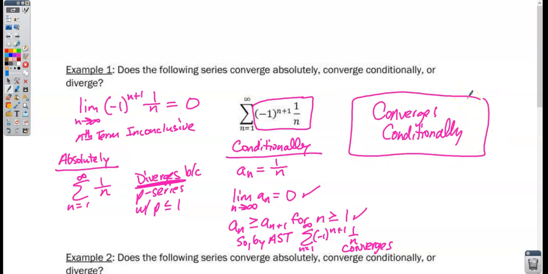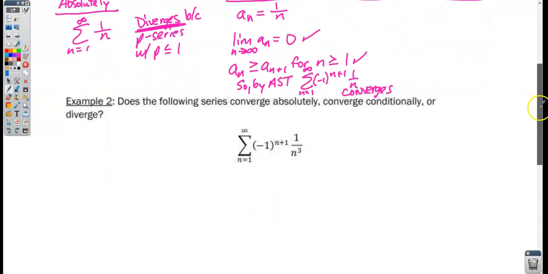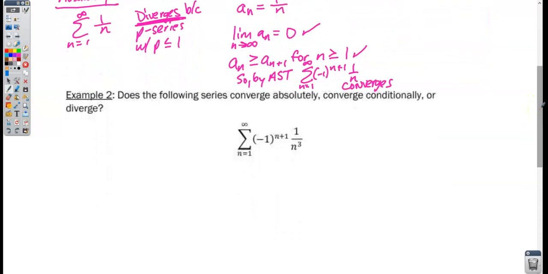All right, example 2. Does the following series converge absolutely, converge conditionally, or diverge? So again, I start with the nth term test. A lot of times the nth term test is going to be inconclusive, but on those rare occasions that it is not, it can save us a lot of work. And it's not a lot of work to do the nth term test to begin with. So we do this because it's a super simple rule. And we find here that it is inconclusive.